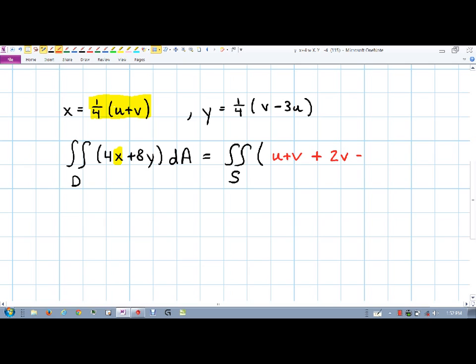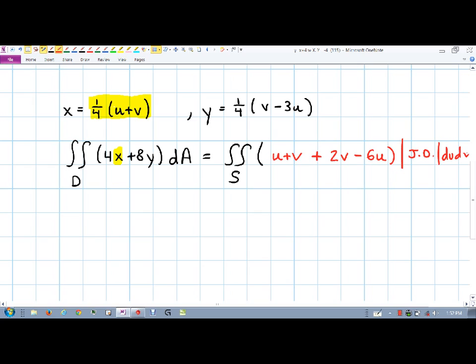2v minus 6u. And then du dv. I still have to figure out what these are going to be, right? My Jacobian determinant. Forgot the most important thing. Jacobian determinant, du dv.